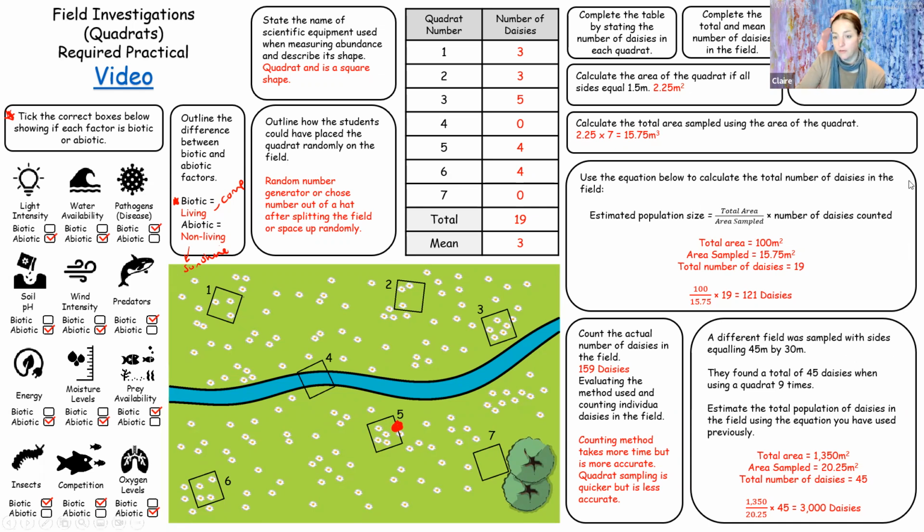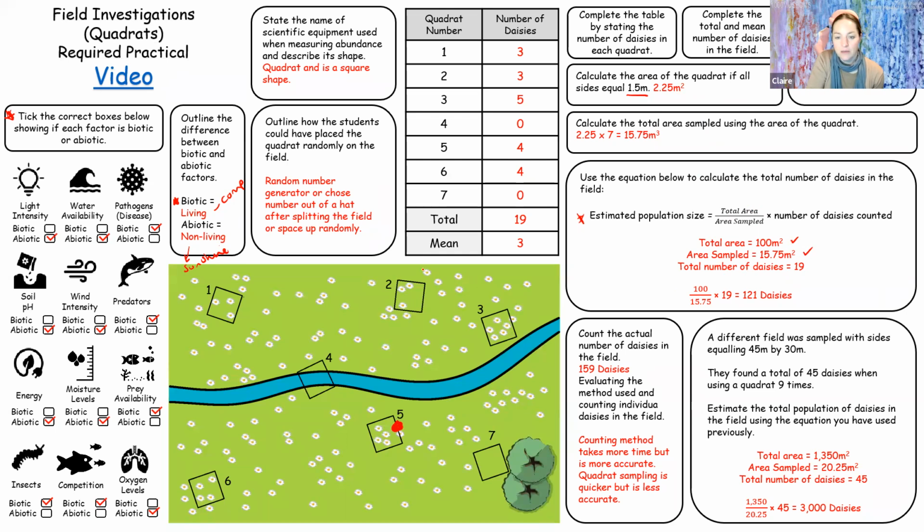And then you follow this equation here. Where's my pen? So you have the total area, in this case 100 meters squared. Area sampled is only a small percentage of that, but then that's 15.75. Be careful and make sure you measure it accurately, as in this case it's 1.5 meters by 1.5. Normally it's 1 by 1, but they like to be awkward, I'm sure.